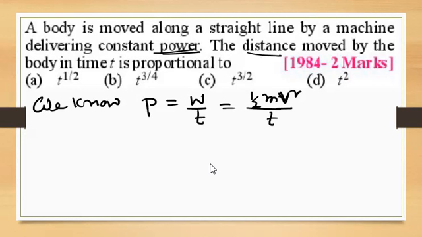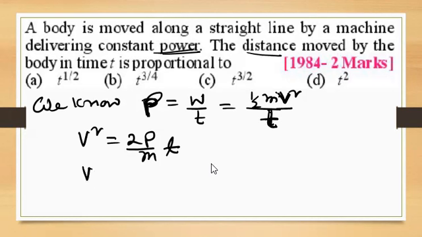So here v is variable. P is constant here, m is constant, only v and t are variable. So try to understand what I write here. P into t equals half mv square, so v square is equal to 2p by m into t. So v square equals 2pt by m. So it means v is directly proportional to t to the power half.